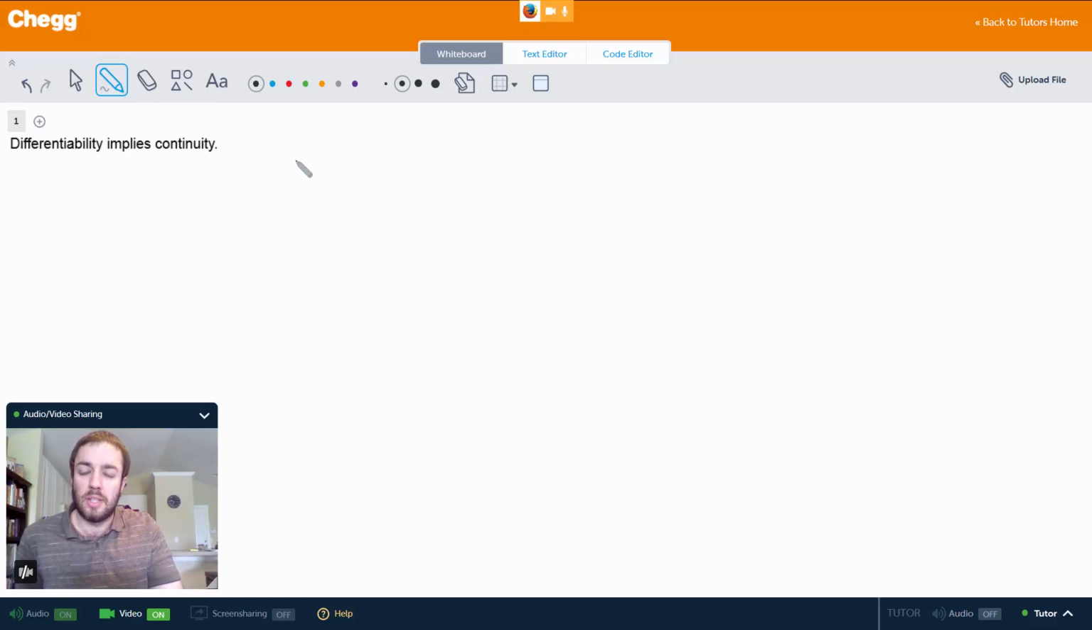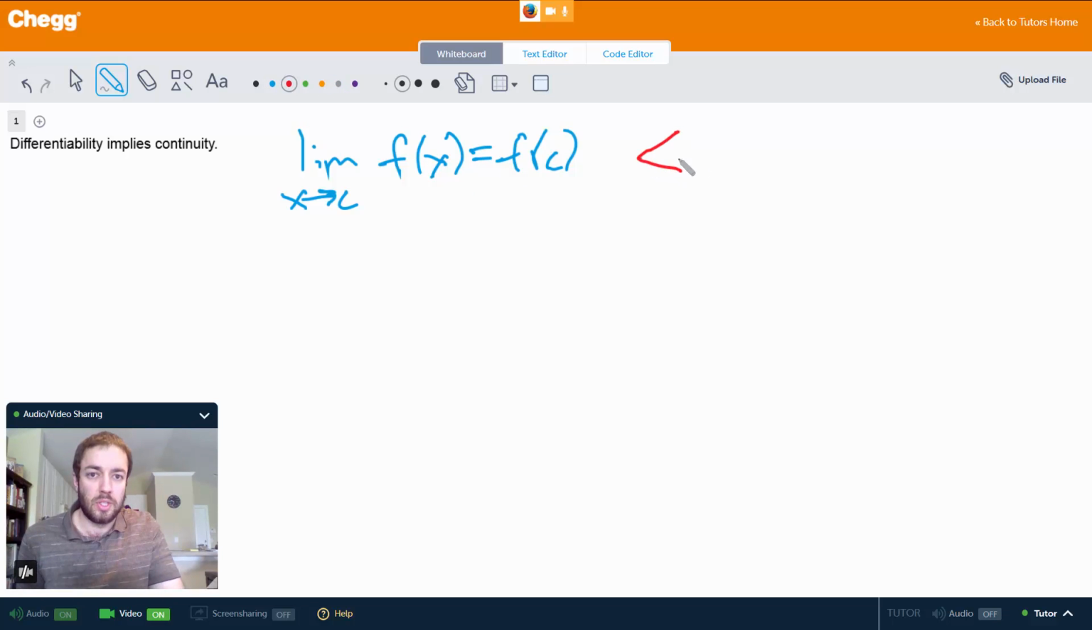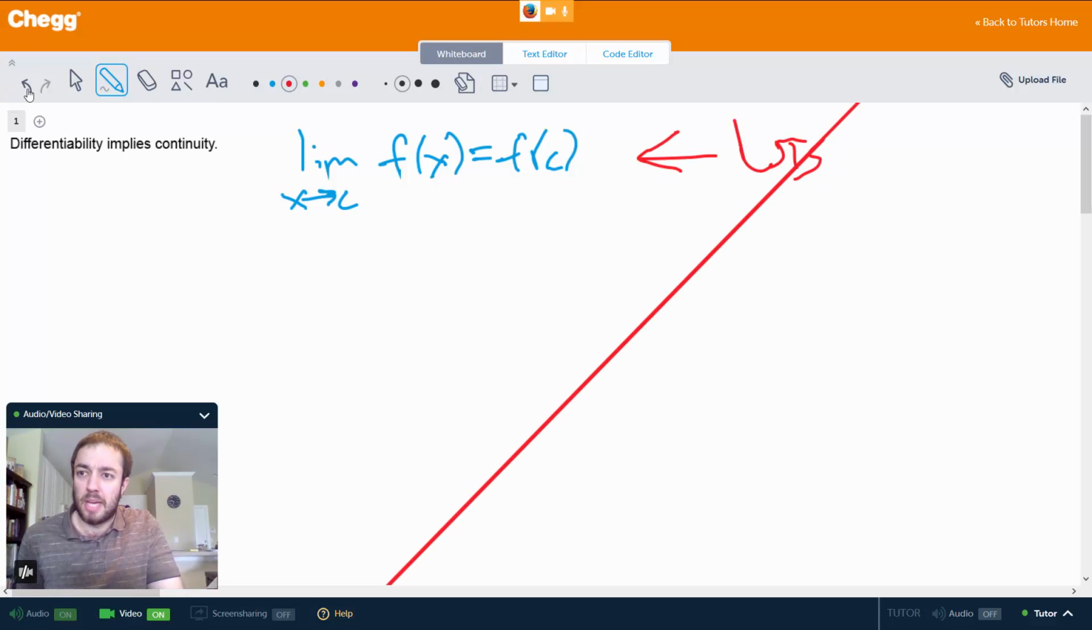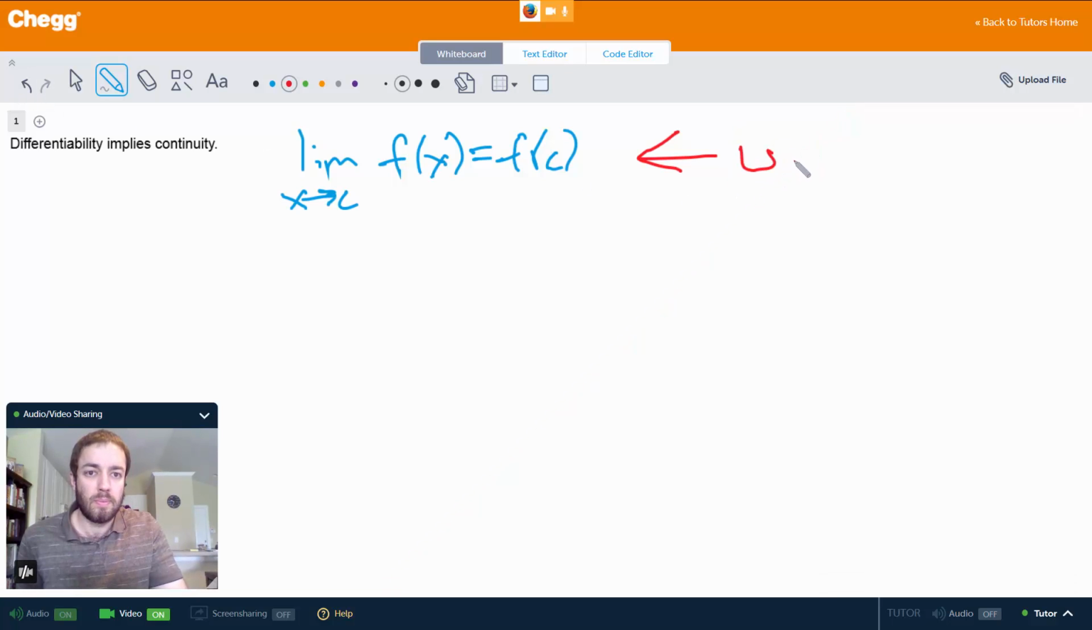So remember, there are a lot of different ways to explain what continuity is and what it actually means, but the way that we're going to use it here in this video is the limit as x approaches c of f of x equals f of c. Okay, so this is the thing that we want to show. WTS is a common abbreviation in math for want to show.